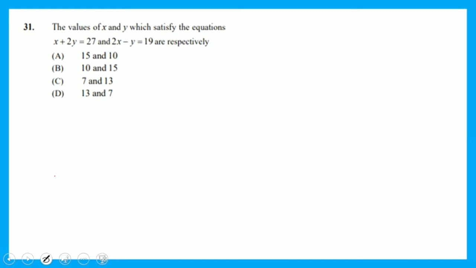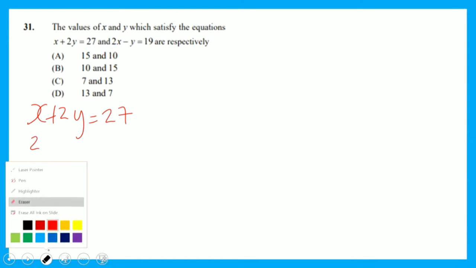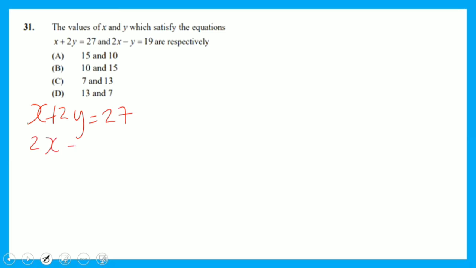All righty, so these 2 equations are being solved together to find the values of x and y that satisfy both. So we are definitely solving them simultaneously. And so let's go ahead and write them down. x plus 2y equals 27, and 2x minus y equals 19.